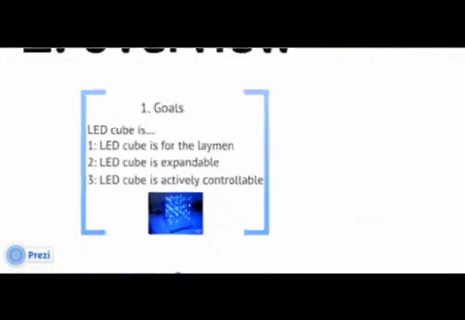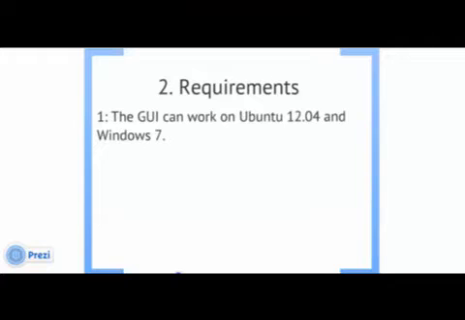Next, we have the requirements. To accomplish these 3 goals, we will need to achieve some technical requirements. The first goal is that the LED cube needs to be built for laymen and software programmers. This will be partly accomplished by the requirement that the GUI can work on Ubuntu 12.04 and Windows 7. Many software programmers use open source systems like Ubuntu, while laymen use Windows 7. So it's important for our GUI to be able to work on both of these systems.